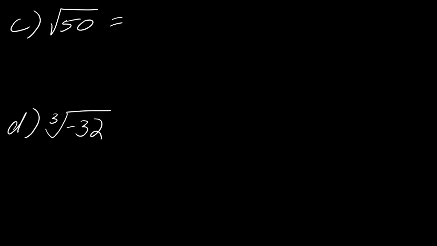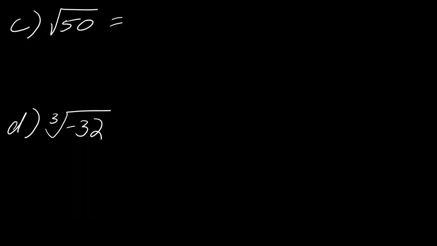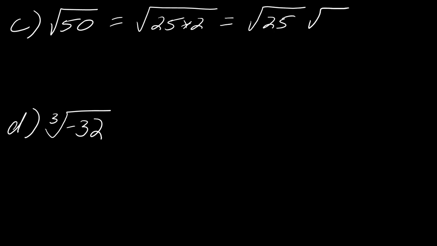So the largest perfect square that goes into 50, so again, I'm looking at this column here. So 25 is the largest perfect square that divides into 50. So I can rewrite this as 25 times 2. And so I can break this down as the square root of 25 times the square root of 2. And so this will equal 5 times the square root of 2.